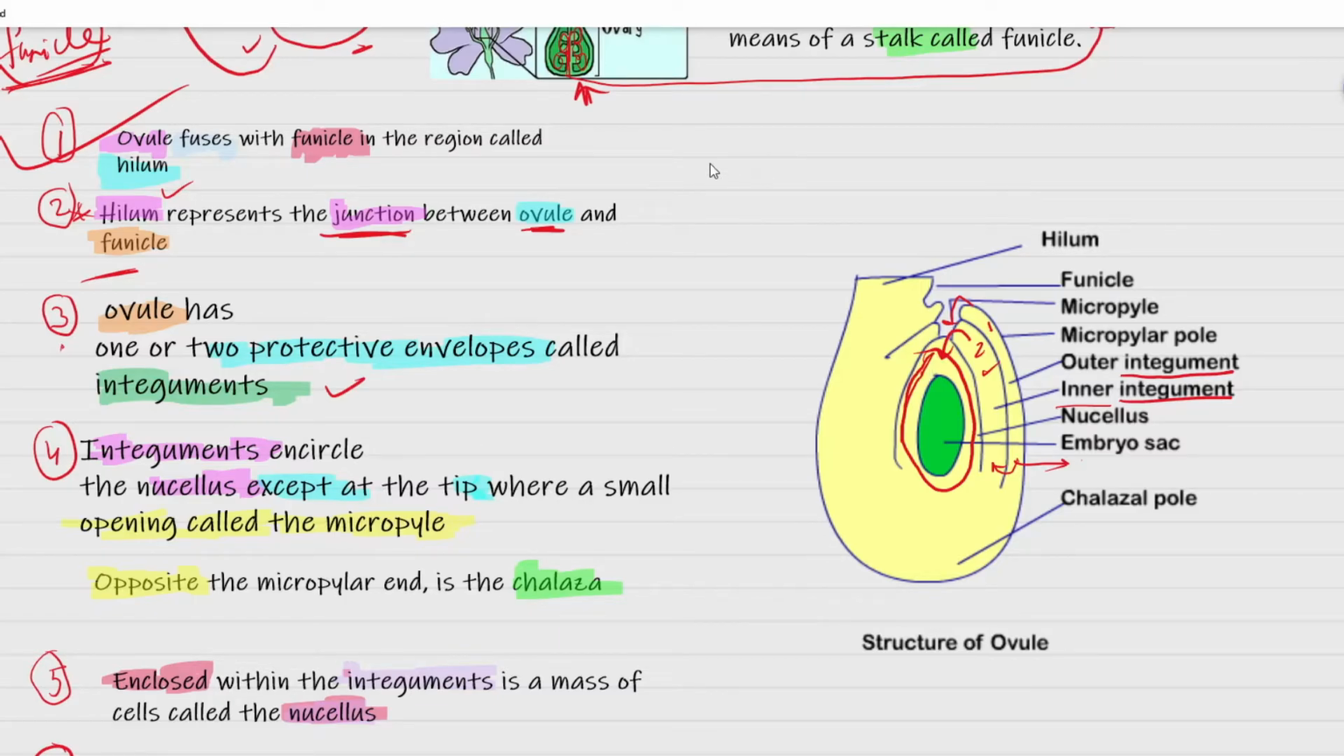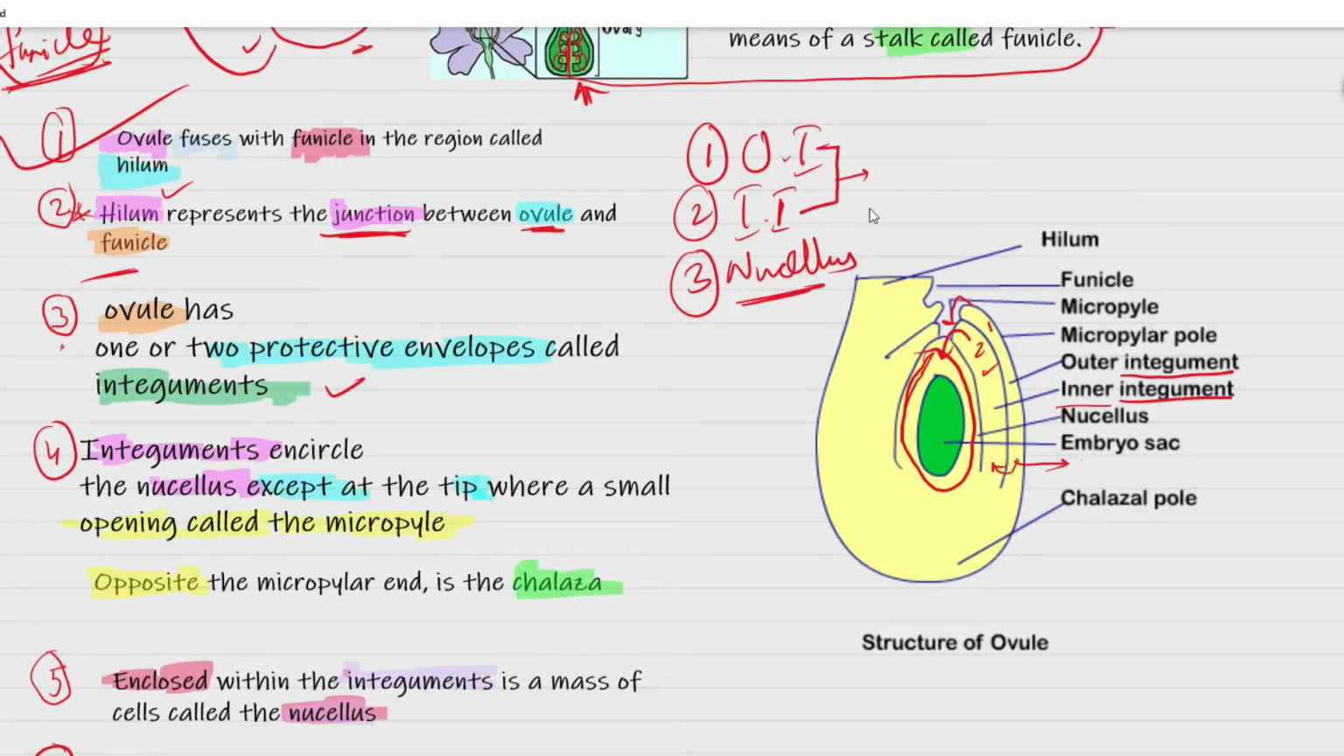So we have understood that the outermost layer is the outer integument, next is the inner integument, and the third layer is the nucellus, not nucleus. The outer integument and inner integument don't cover totally; at the tip portion there is a small gap, and that gap is called the micropylar pole. Opposite to that pole we have the chalaza end, which is opposite to the micropylar end.